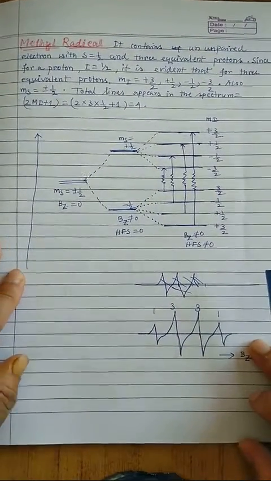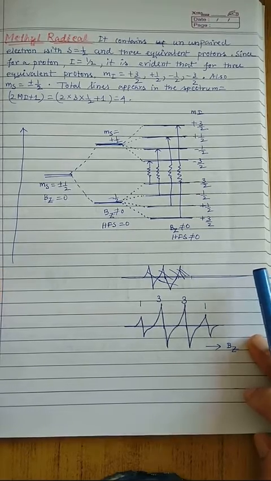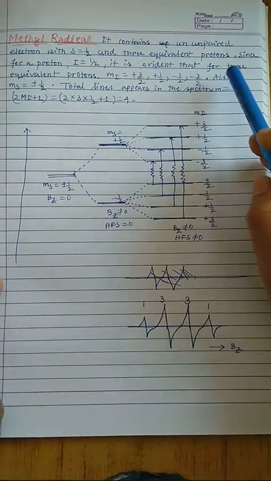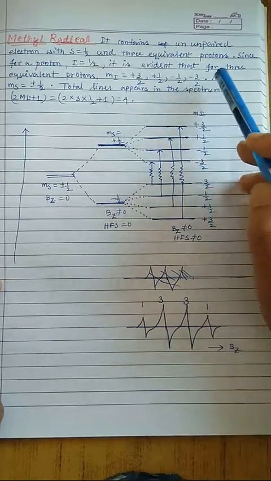Now the next example is the methyl radical, where not only a single proton but a collection of 3 protons are present. It contains an unpaired electron with s equal to half and 3 equivalent protons.